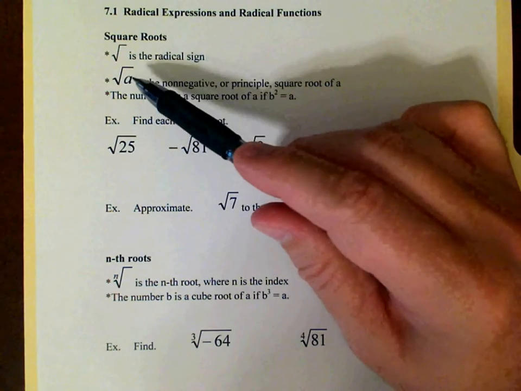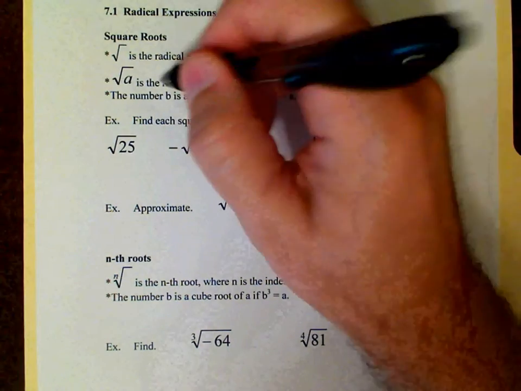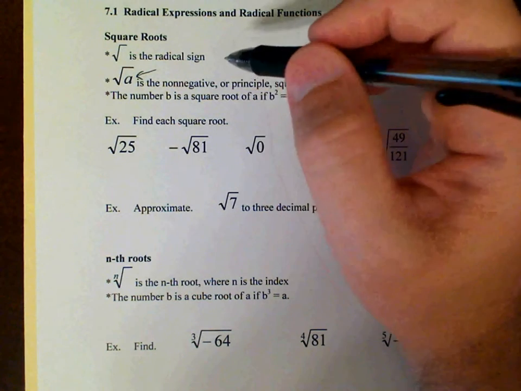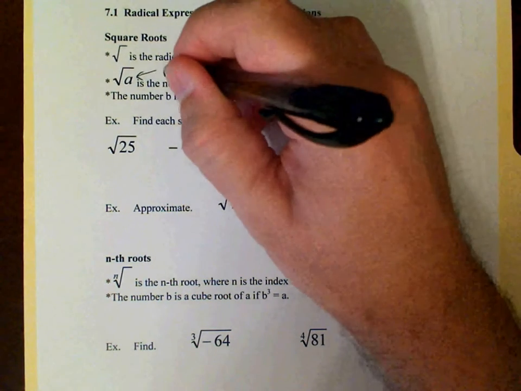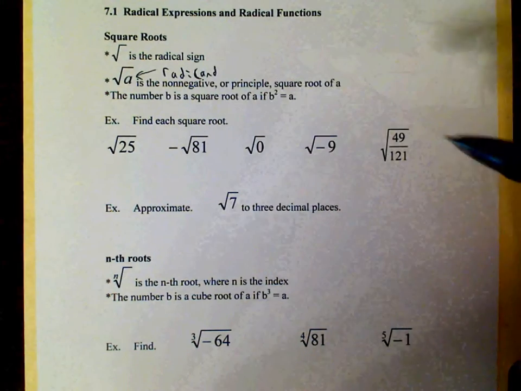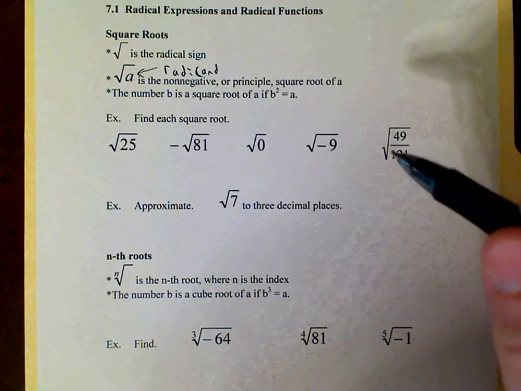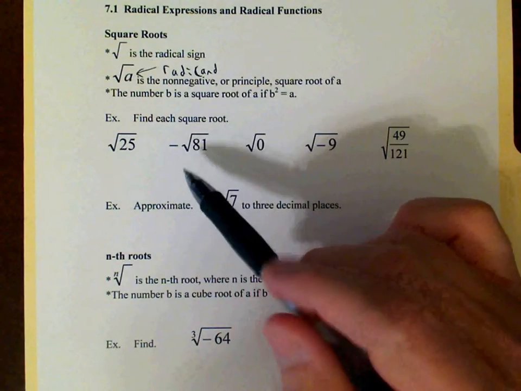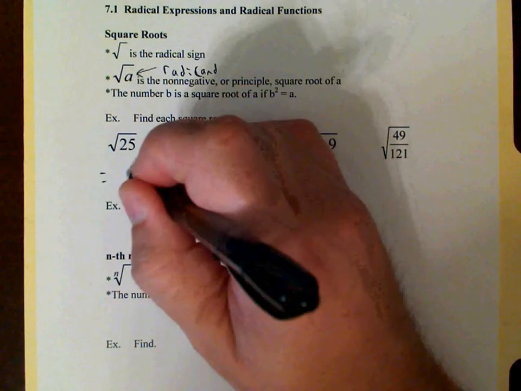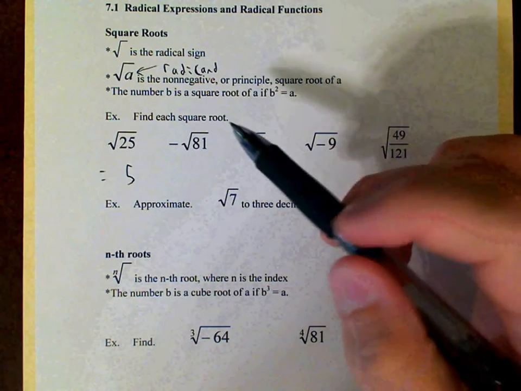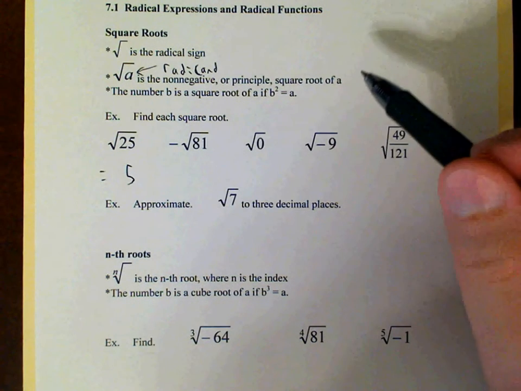Now that a, the item, the number, the letter underneath the square root or radical sign, that's called the radicand. And so if you ever hear me use that word, that's what I'm referring to, the radicand. So let's do a few of these. Square root of 25, all it's asking you is what number squared is 25. If you know your multiplication tables, it's 5. Positive 5, we're always looking for the non-negative square root by definition.